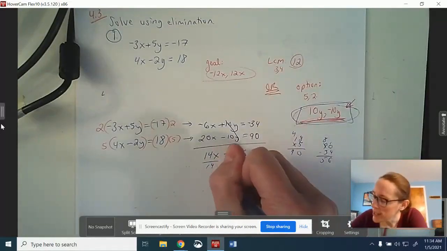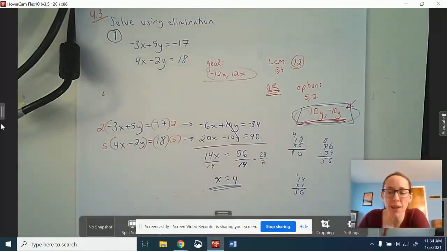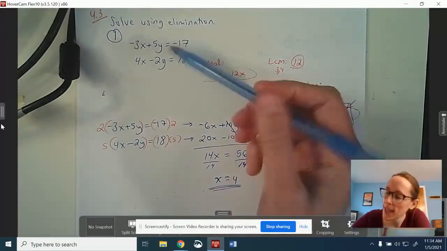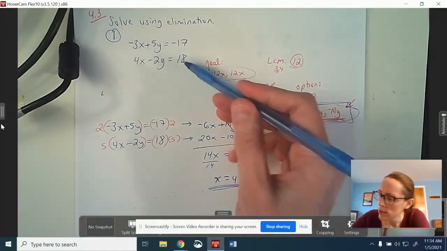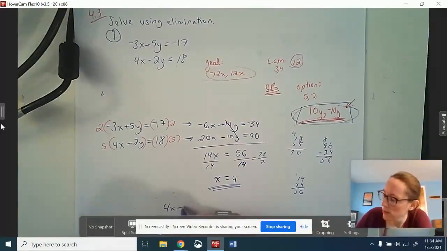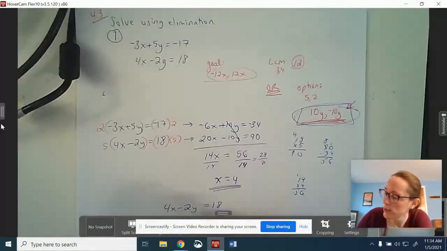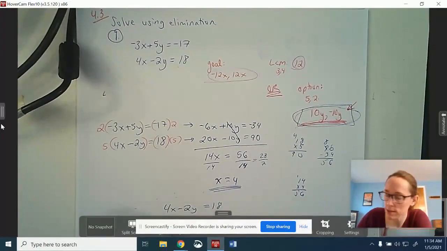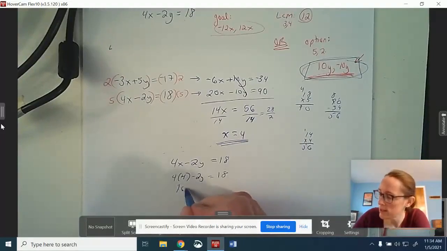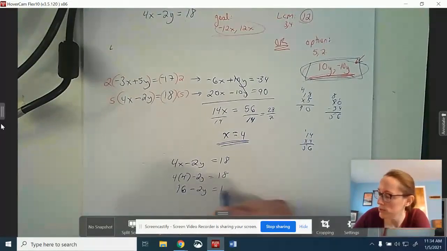Okay, so now that we have the x, we just need to find y. You can choose any of the equations that you want to use. I'm going to go ahead and use this one because it has fewer negatives. But you could use either equation. Your work would look different, but you'd get the same answer that I'm going to get. All right, so I'm going to plug in 4 for x. I get 16 minus 2y equals 18.